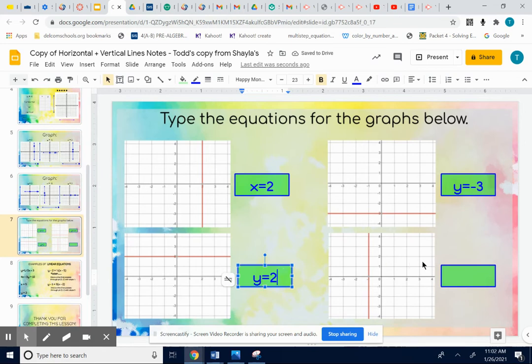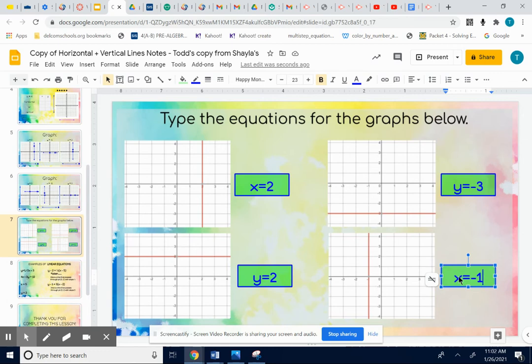Okay, the last one, let's see. This point right here is (-1, 0). This point right here is (-1, 1). This is (-1, 2). This is (-1, 3). Just think about what's always the same. The x-coordinate is always the same thing. The x-coordinate is always negative 1. So the equation of that line is x equals negative 1.